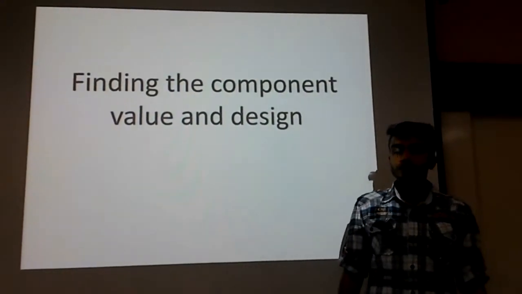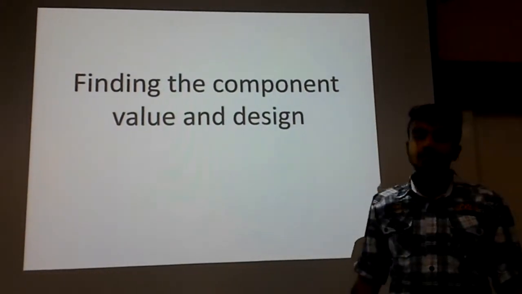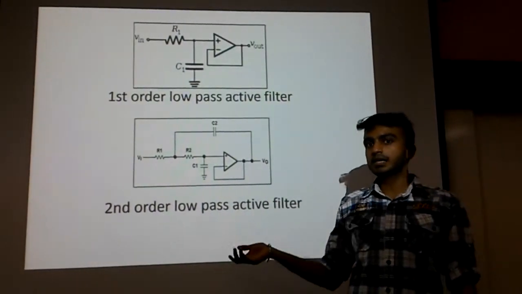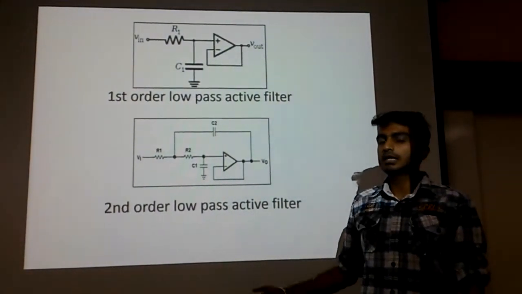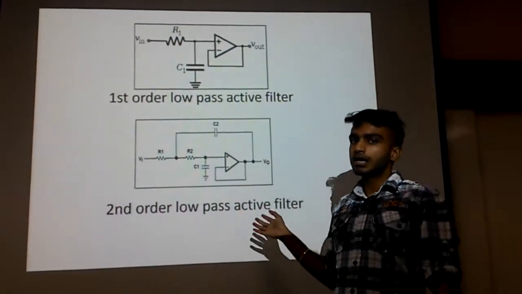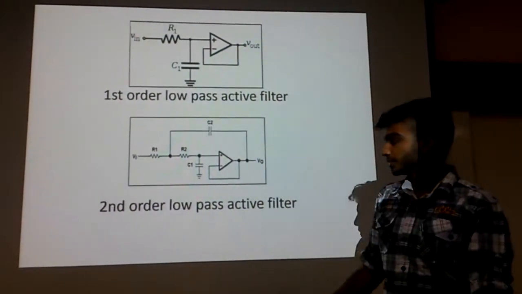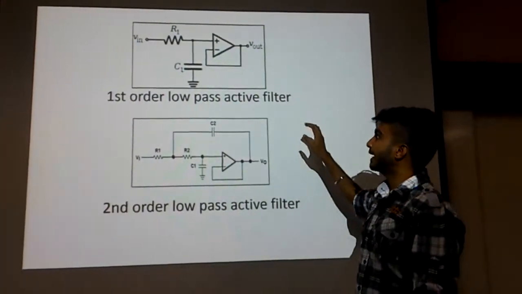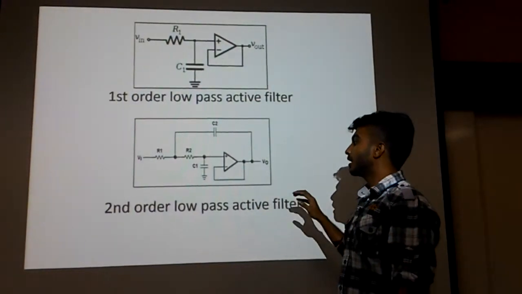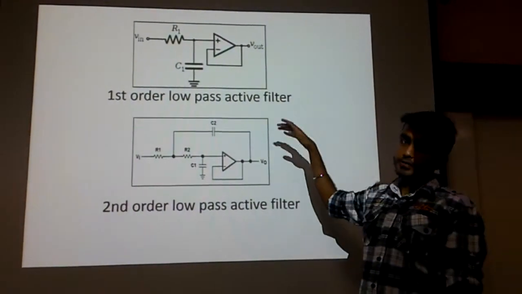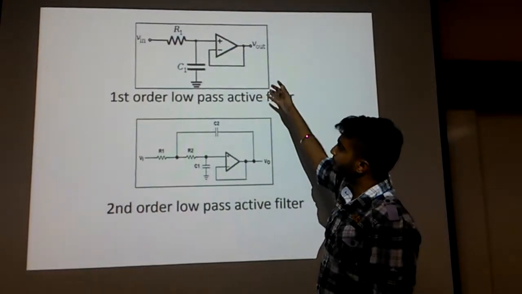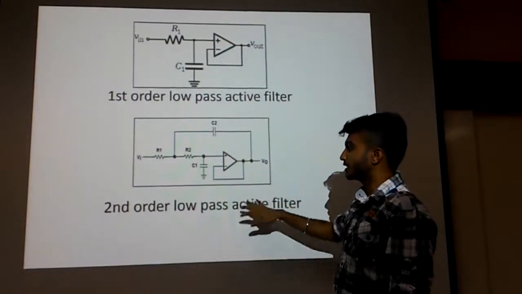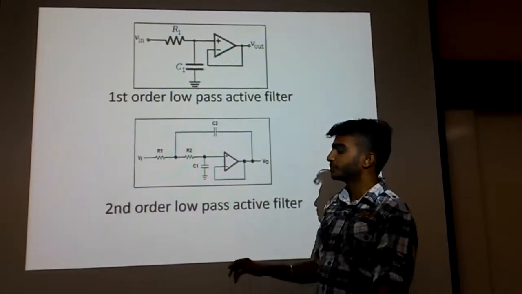Hi everyone. Today I'm going to present about finding the components value and design of the Chebyshev filter. Previously McDonald presented the calculation, and now I'm going to show how the design could be. As far as we are concerned, this is the first order low pass active filter and the second order low pass active filter. The difference is that the first order has one resistor. This is the first configuration, and this is the second configuration, which refers to the second order.